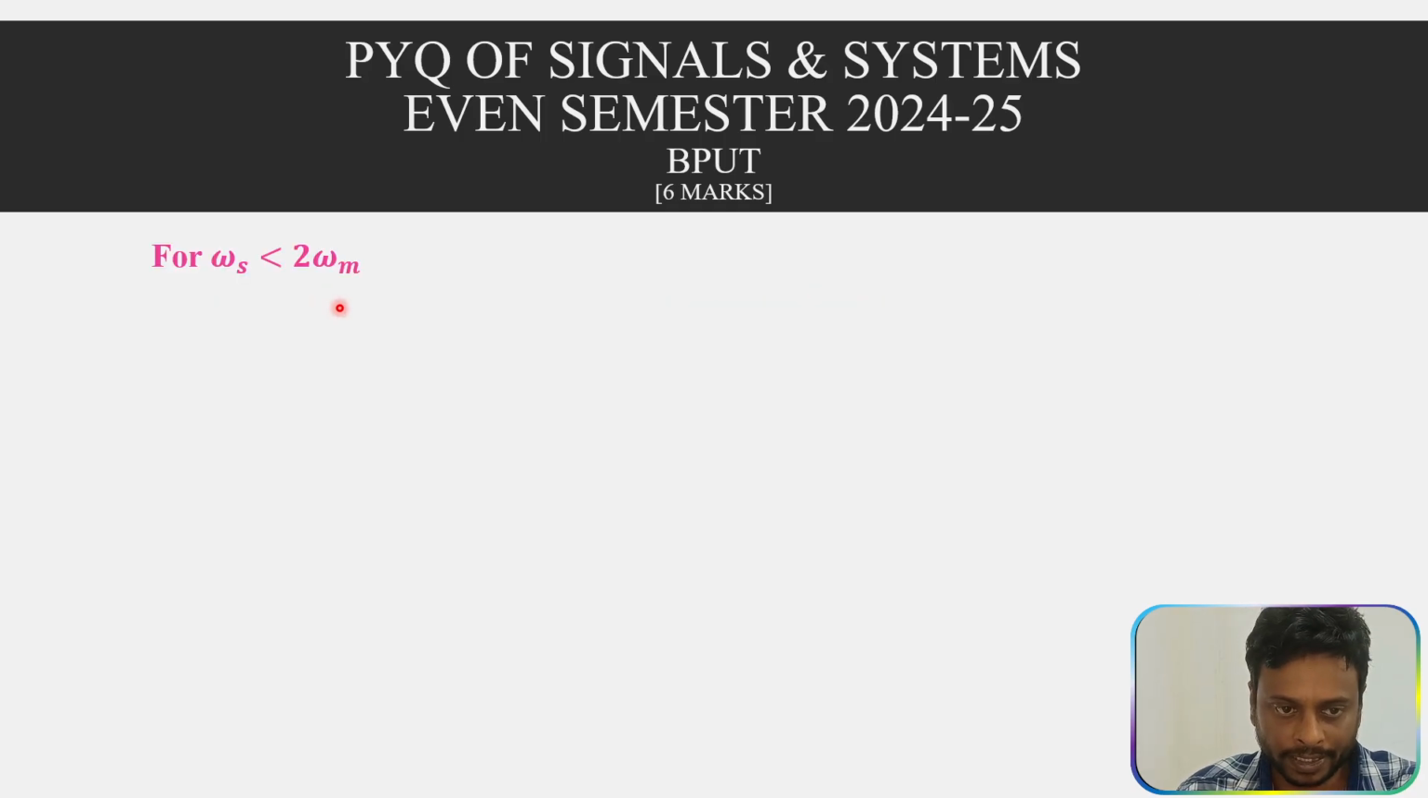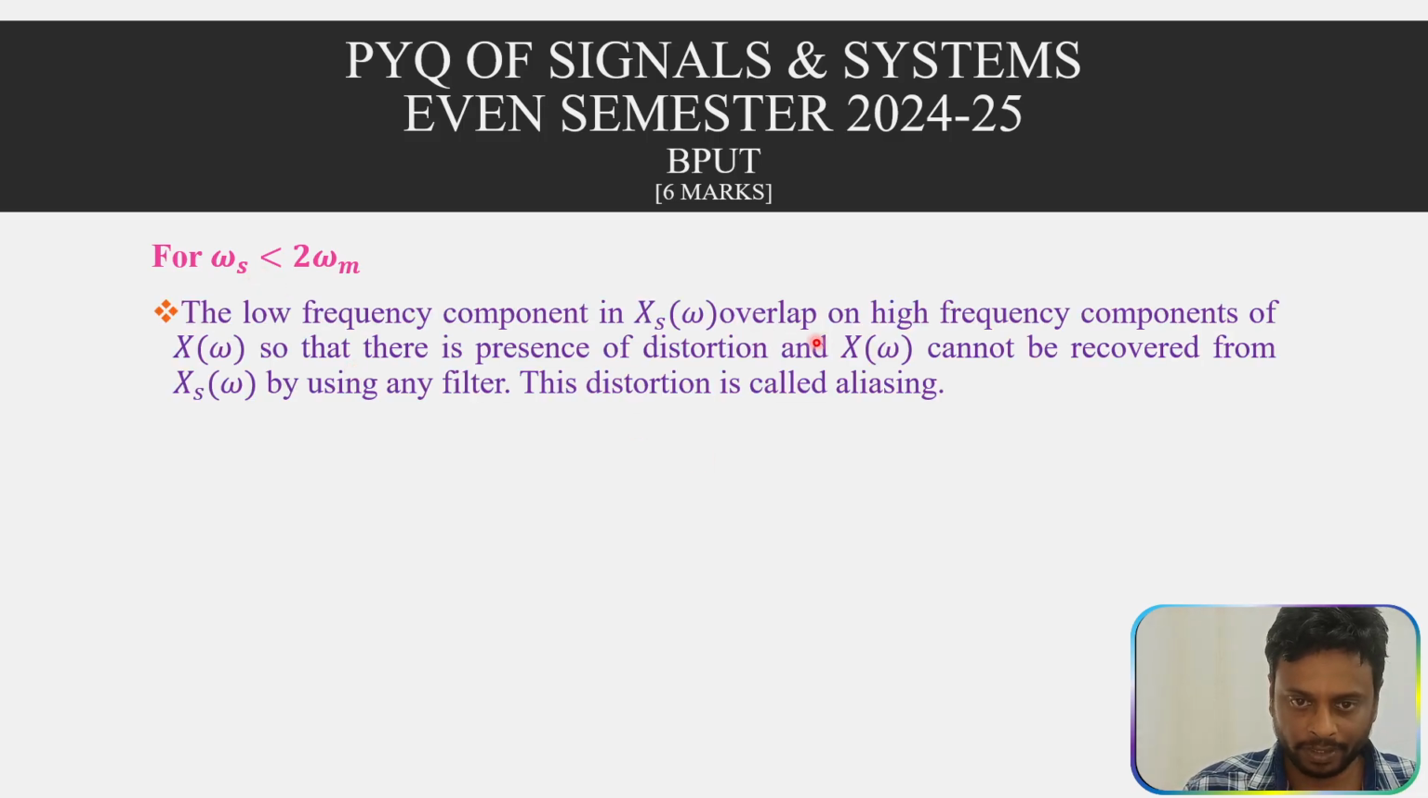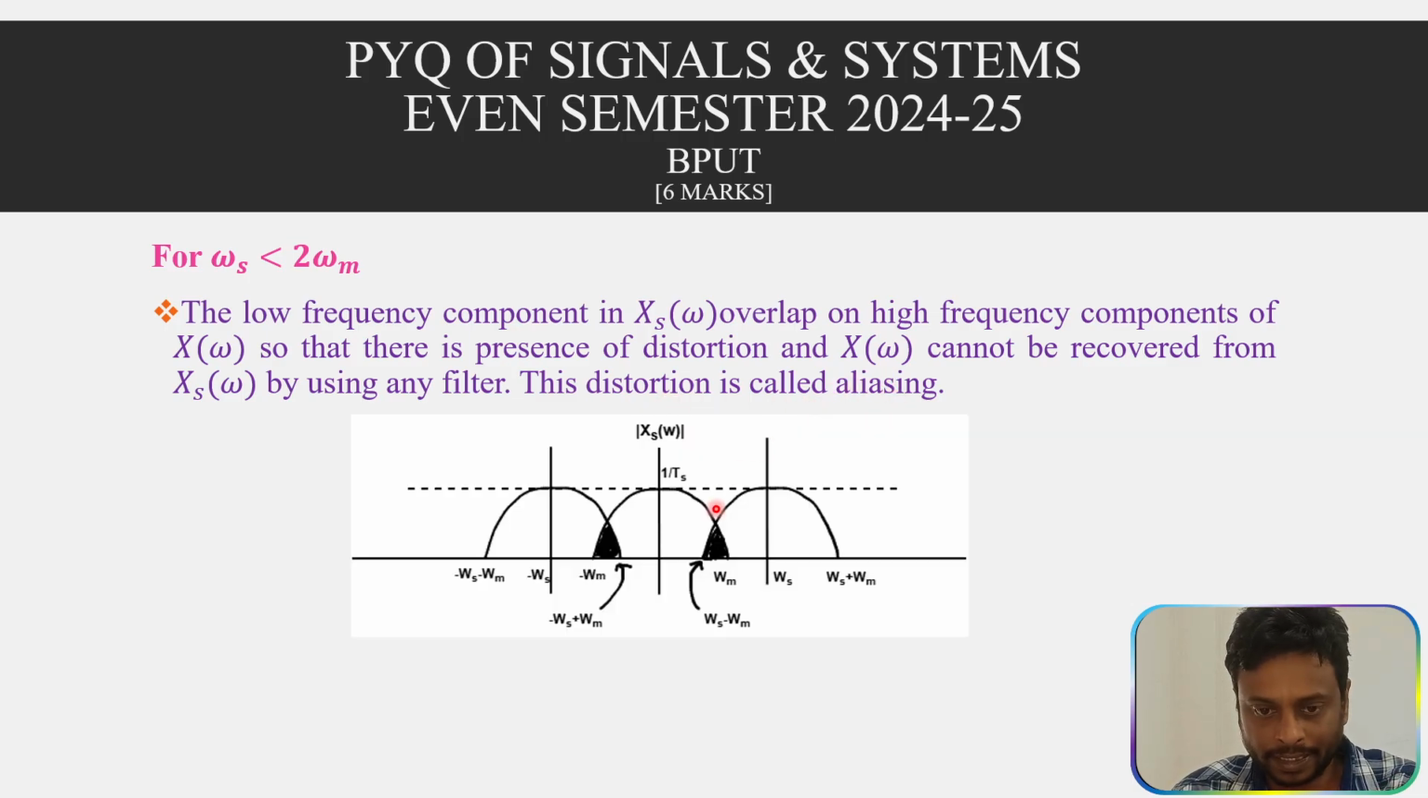The last case is when ωs is less than twice ωm. In this case, the low frequency component will overlap with the high frequency component of X of ω. That is why there is a distortion, and X of ω cannot be recovered from the sampled values. This distortion is known as aliasing. You can see there is an overlapping of frequency components. Due to this, the original signal cannot be recovered, and we have a distortion that is known as aliasing. So aliasing will happen when ωs is less than twice ωm.